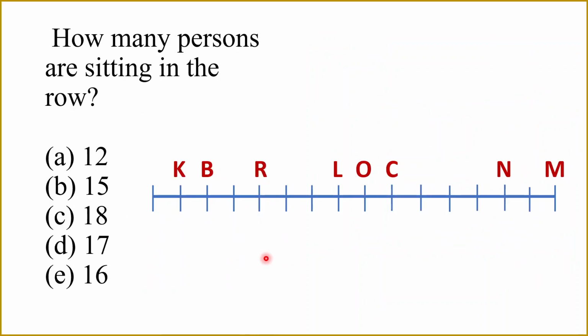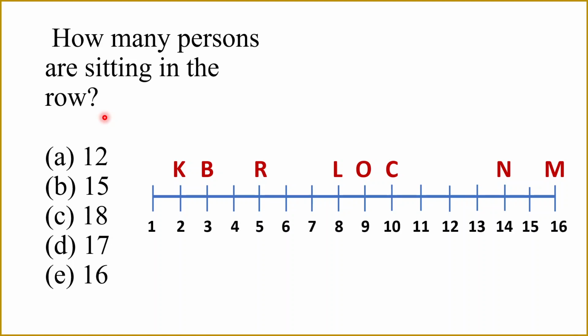So this is the first question. How many persons are sitting in a row? So let's count the number of people sitting in a row. So there are 16 people sitting in a row. So the answer for this should be option number E. Let's check. See, we got the correct answer, students. Let's move on to the next question.